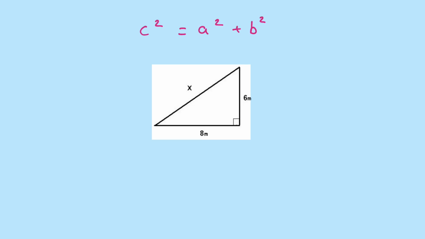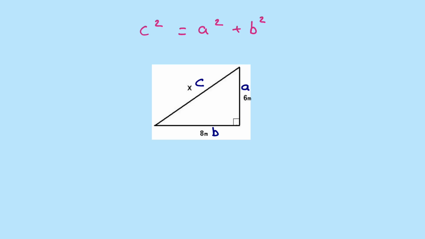So we have a right-angled triangle and we have a missing side x. Now, as you can see, this is the hypotenuse because it's opposite the right angle. Pythagoras' theorem states that this side squared is equal to these two sides squared added together. So the first thing I'm going to do is label my sides. So we have B and A. These are my two smaller sides, and it doesn't matter which one is A and which one is B. And then my longest side opposite the right angle will always be C.